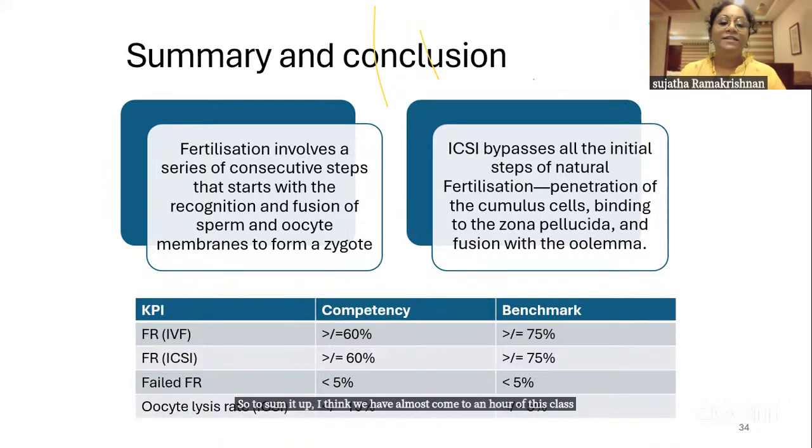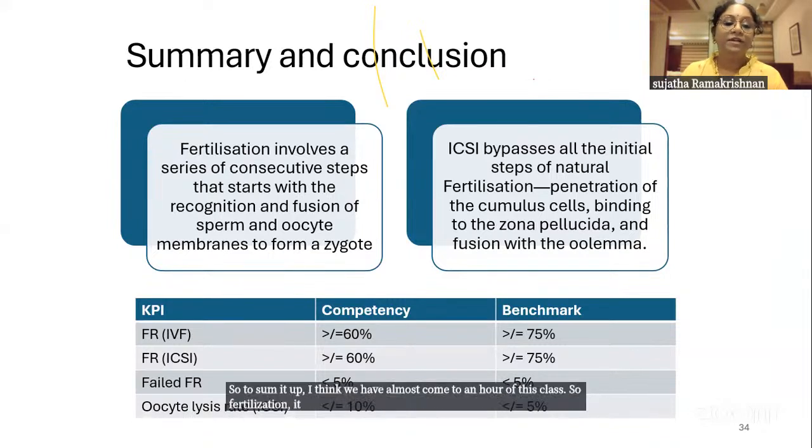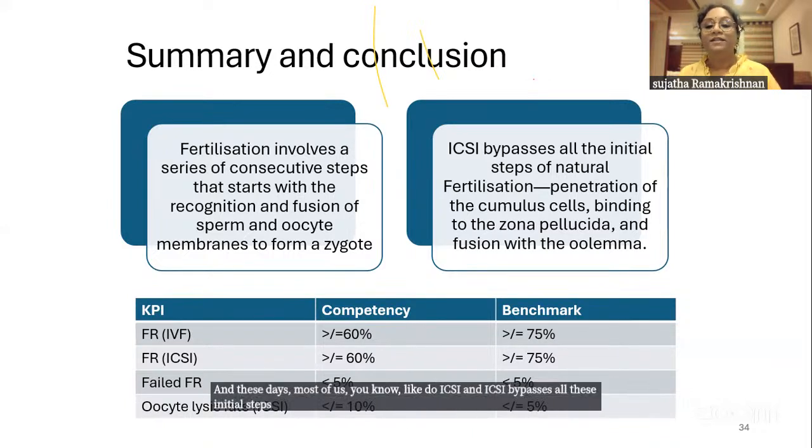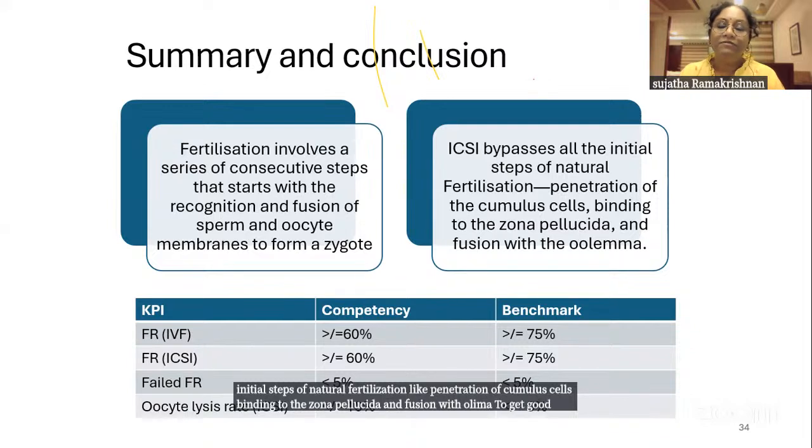So fertilization involves a series of consecutive steps that starts with the recognition and fusion of sperm and oocyte membrane to form a zygote. And these days, most of us do ICSI, and ICSI bypasses all these initial steps of natural fertilization, like penetration of cumulus cells, binding to the zona pellucida, and fusion with the oolemma to get good pregnancy, good fertilization.